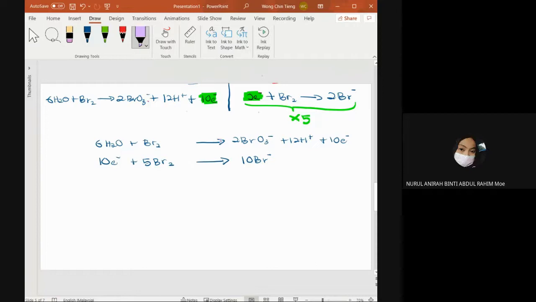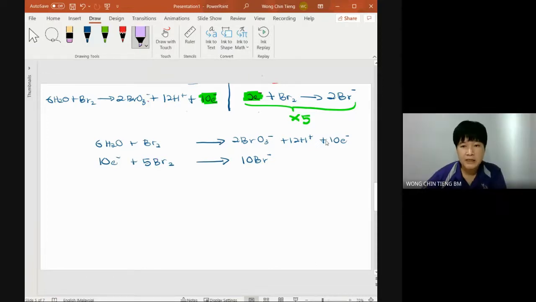Potong. Thank you, Anira. Kita potong orang yang bertentangan. 10 electron, 10 electron. Benda pertama, electron kena potong. Benda kedua, kalau ada benda yang repeat, kita potong. Kalau ada benda yang sama, kalau ada benda yang repeat bertentangan side, kita potong.